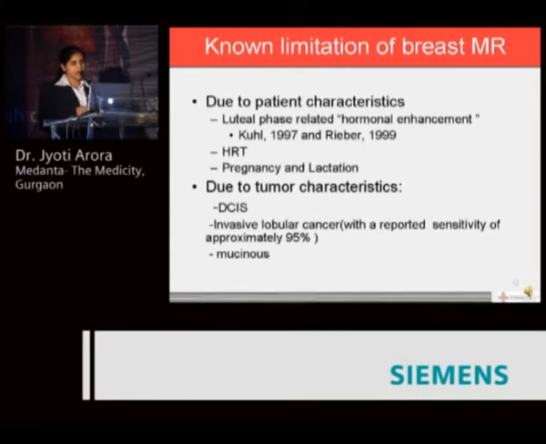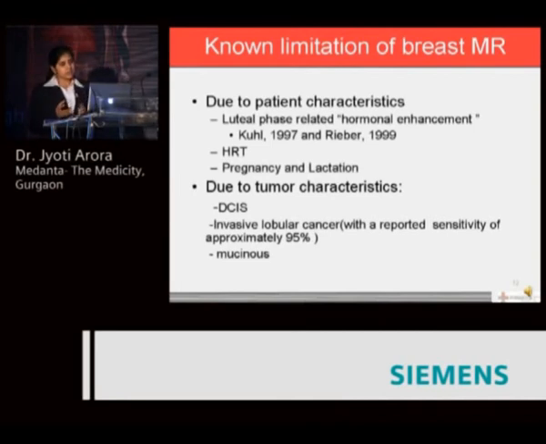And then there are tumor characteristics. One of the important ones is DCIS, or ductal carcinoma in situ. It gives a non-mass-like enhancement which is not easily distinguishable from the background enhancement. Then we have invasive lobular cancers. Again, they are great mimickers. They pose a great diagnostic difficulty, not only on conventional imaging, but also on breast MRs.